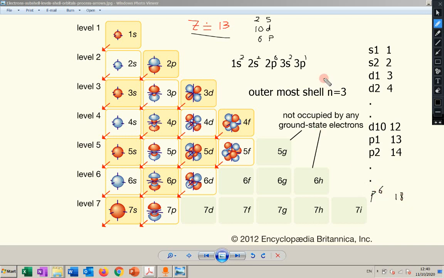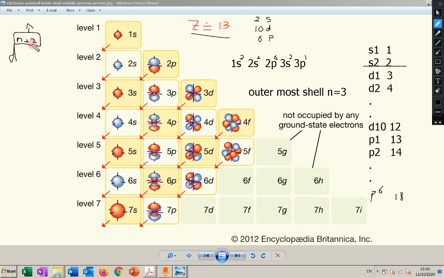How can I simplify the groups? Simplifying the group number for S, they're easy because it's 1 and 2. When it comes to D, always take the number of electrons inside D, for example, plus 2. This is going to give you the group number. So how many electrons do you have inside D? Plus 2 is going to give you the group number.